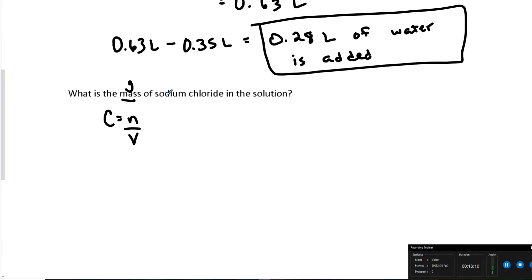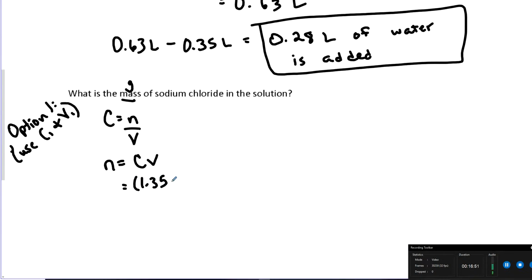So to do this next calculation, you can either use C1 and V1 or C2 and V2, as long as you keep them in their matching pairs. Let's do option 1, use C1 and V1. I'm solving for N, number of moles, and then I'm going to convert that number of moles to grams. Let's rearrange this. N equals C times V. So concentration C1 is 1.35 moles per liter, and V1 was 0.35.